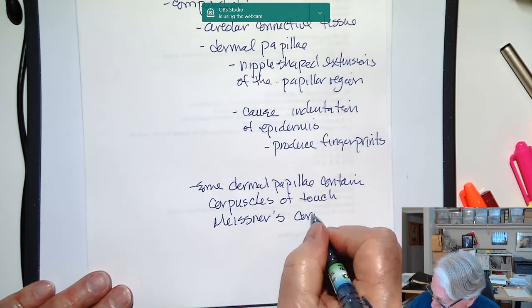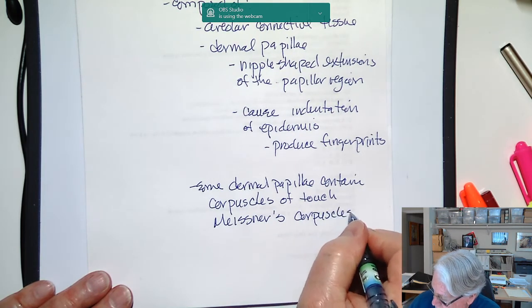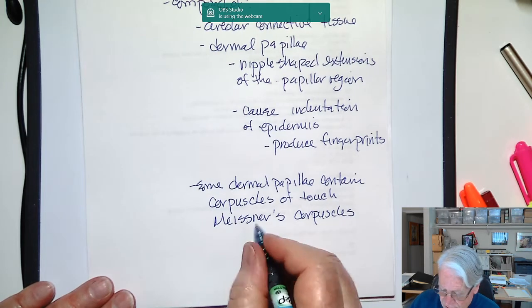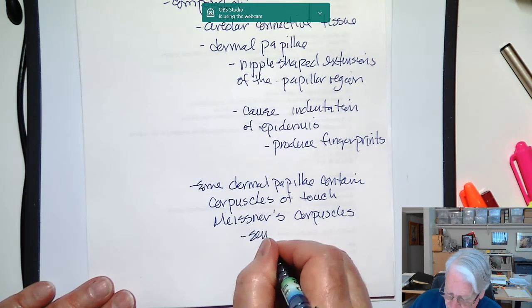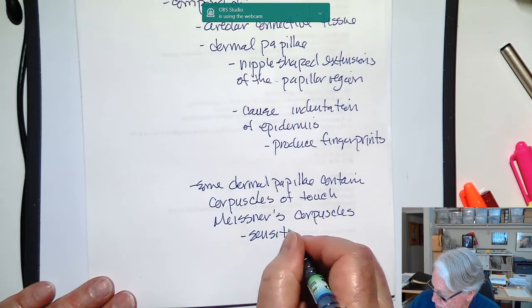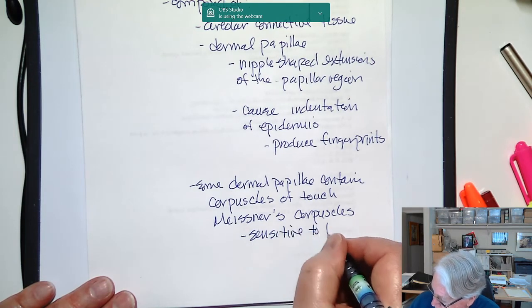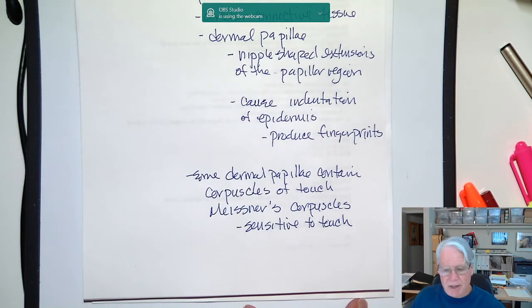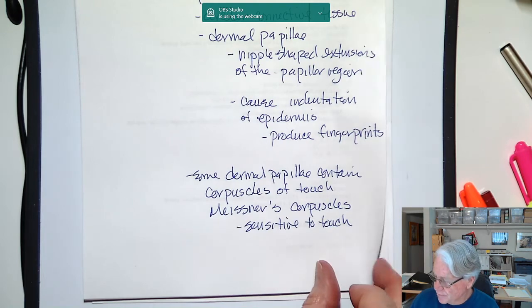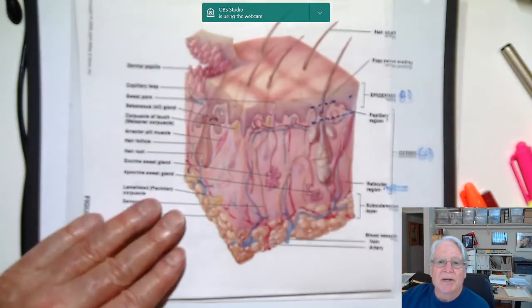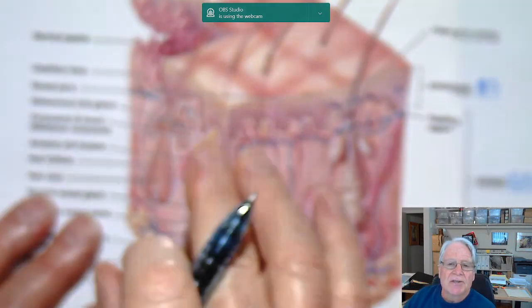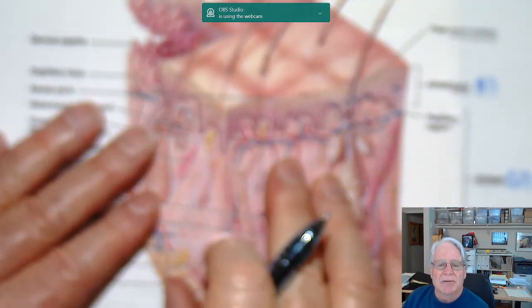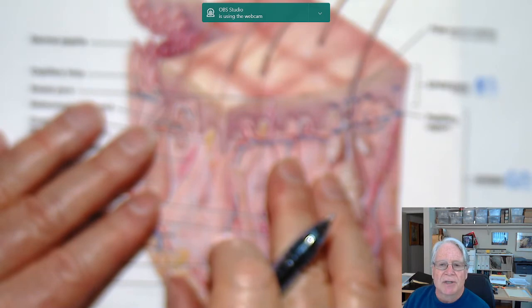Corpuscles. And these are areas that are sensitive to touch. Okay. So if we come back to the drawing from the textbook, we can identify those areas. So these are different than the Merkel cells. So don't get these confused with Merkel cells.